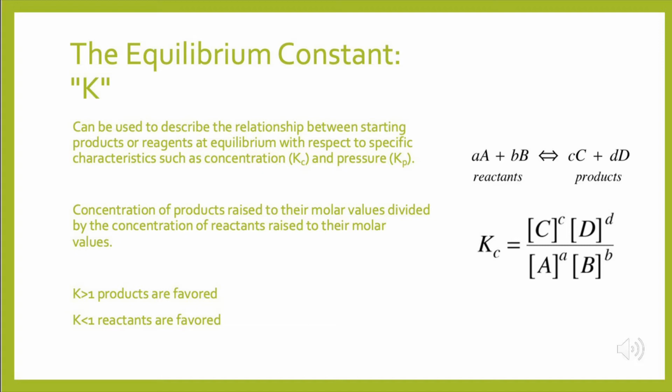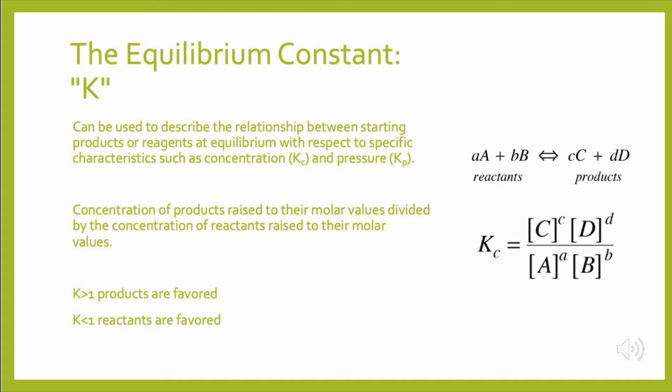Products are divided by reactants, and due to the concentration values being measured at equilibrium, the equilibrium constant will not change. We can then use the value of K to determine whether the equilibrium favors products or reactants. If K is greater than 1, products are favored, and if K is less than 1, reactants are favored.